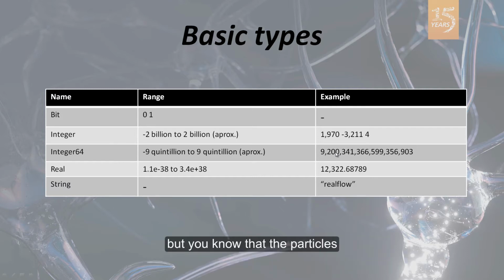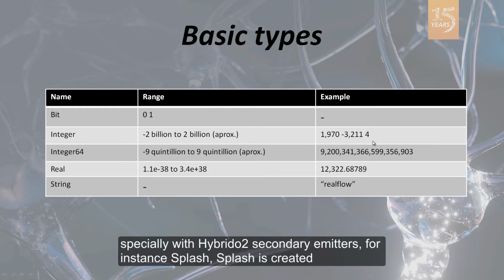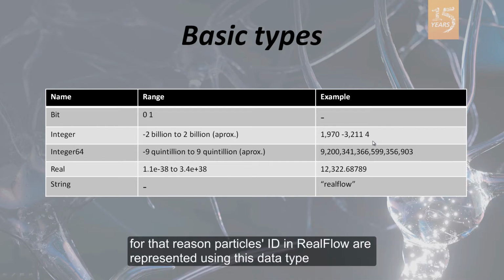But you know that the particle IDs in RealFlow are not reused. So if you are creating and removing particles continuously, especially within hybrid or secondary emitters, like for instance a splash that is created and destroyed when it hits the surface of the fluid, in that process you might run out of valid ID numbers for particles. For that reason, particle IDs in RealFlow are represented using this data type.